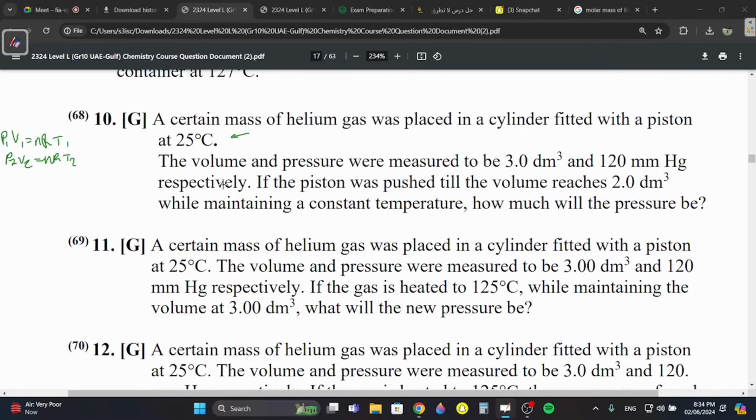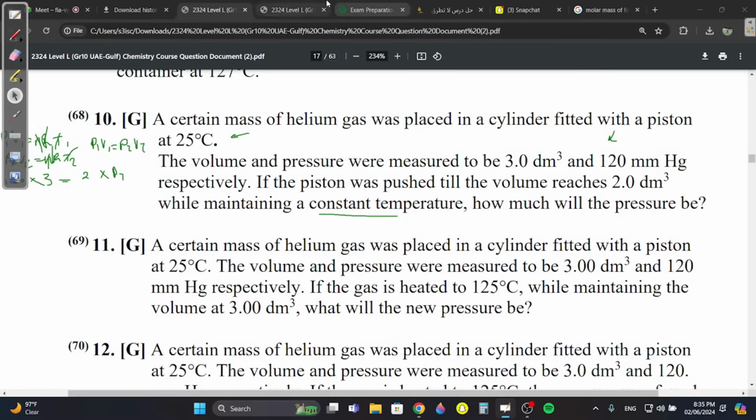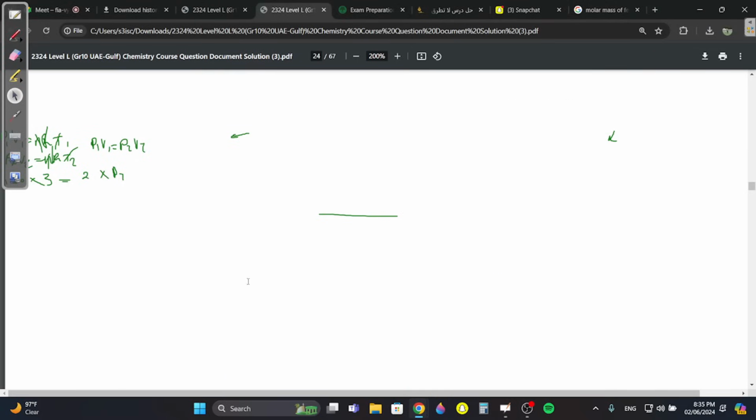They didn't talk about the moles, so n is always cancelled. And they said constant temperature, so T1 and T2 we cancelled them. So we're left with P1 V1 equals P2 V2. Pressure 1 is 120 mmHg. So 120 times V1, which is 3, equals V2, 2, times P2, which we don't know. So you divide, and you should get 180 mmHg as your answer.